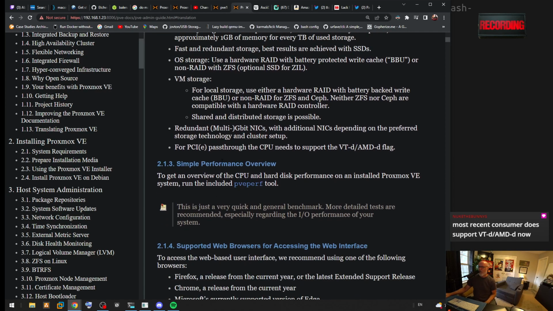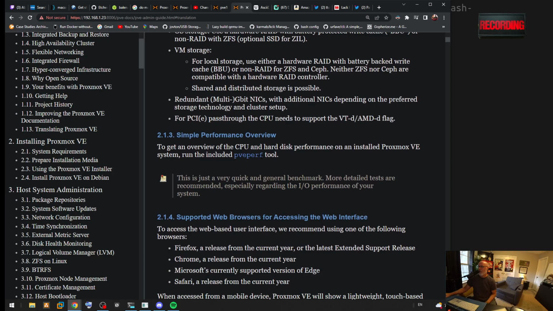2.1.3 Simple performance overview. To get an overview of the CPU and hard disk performance on an installed Proxmox VE system, run the included pveperf tool. How do I do that? This is just a very quick and general benchmark. How do I do it? How do I get on the system?